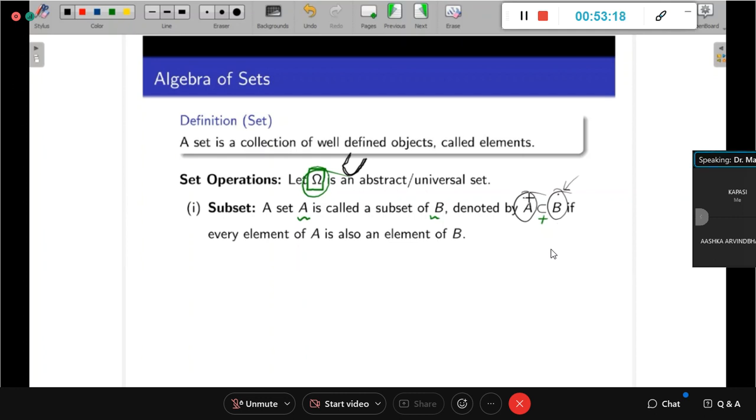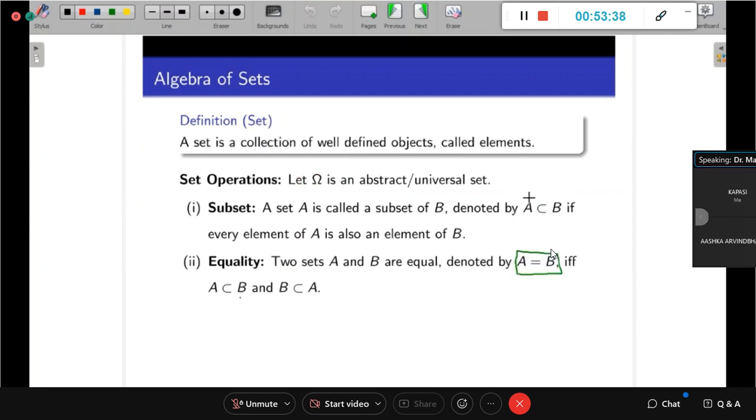Now, we say two sets are equal if every element of A lies inside B and every element of B lies inside A, meaning both ways: A is a subset of B and B is a subset of A. If you can prove that, you can say that both are equal. Please note there is a major difference between equality of two sets and equivalent sets.